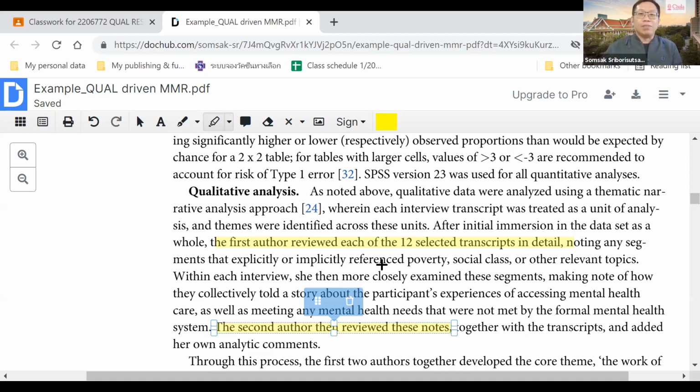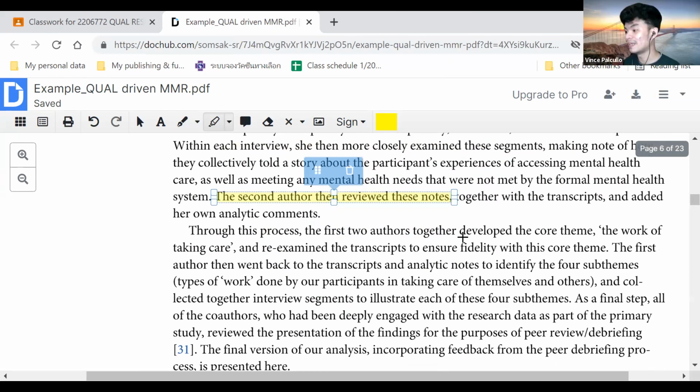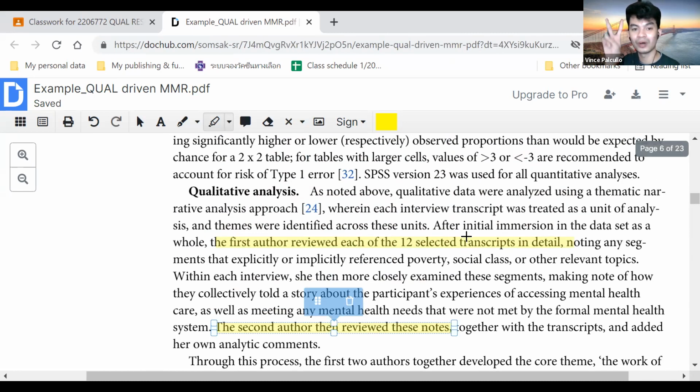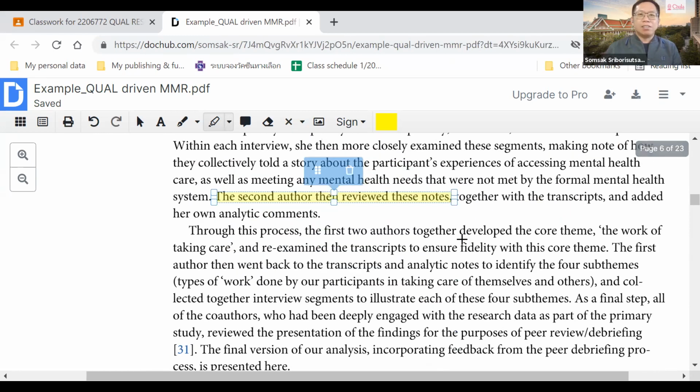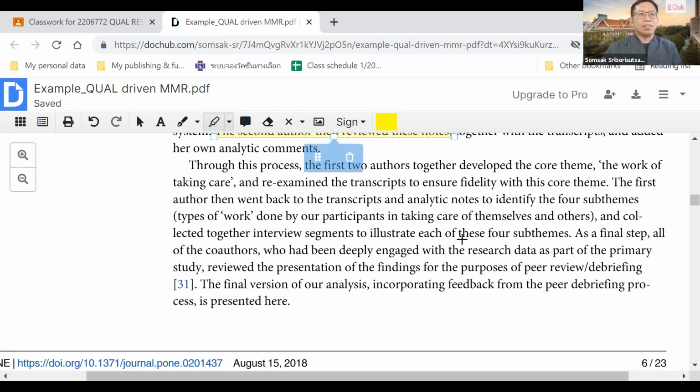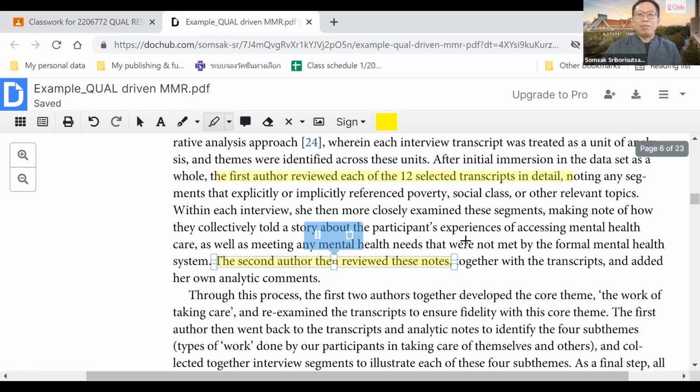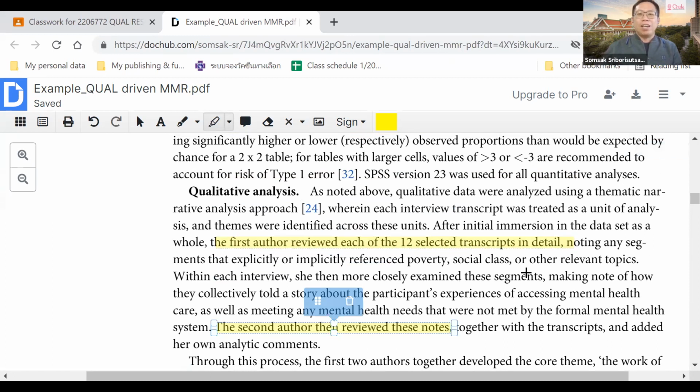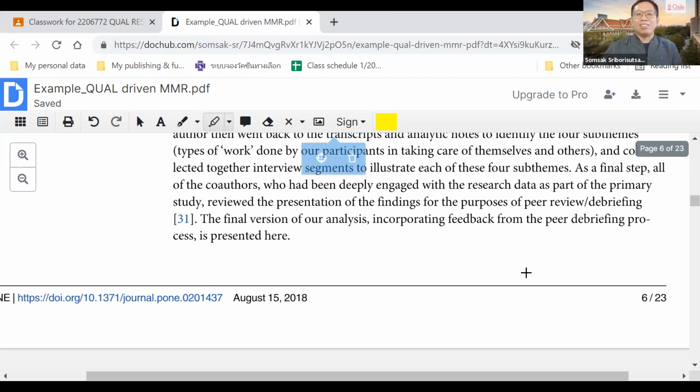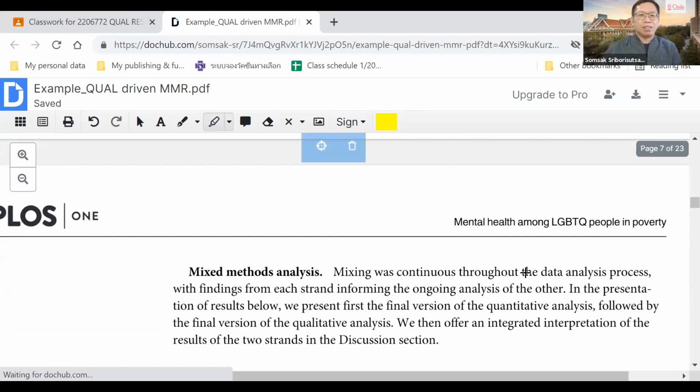For qualitative analysis, it's very interesting. In that process, the two authors developed the core themes. They separate or have their own jobs between the transcripts and the notes, taking notes when you interview.